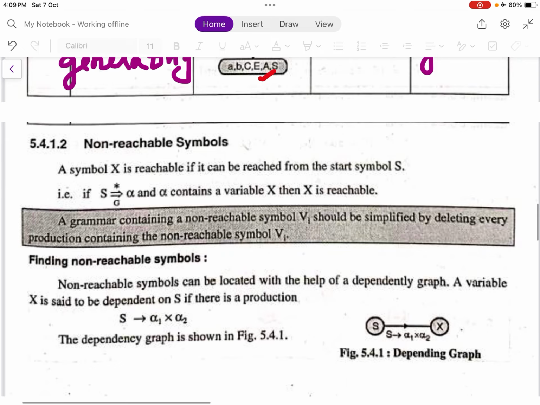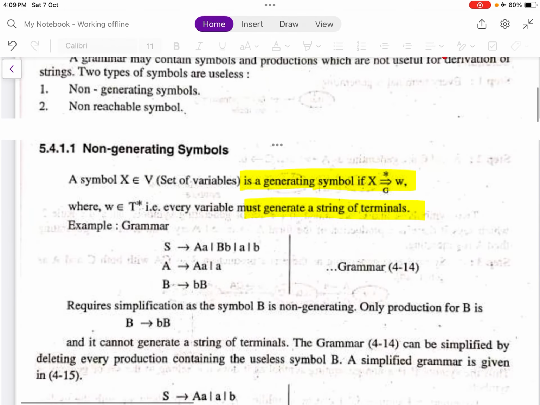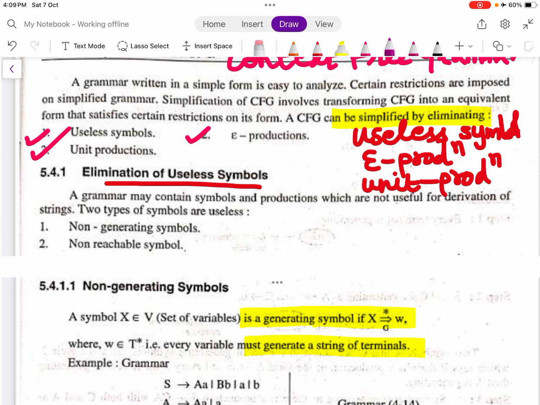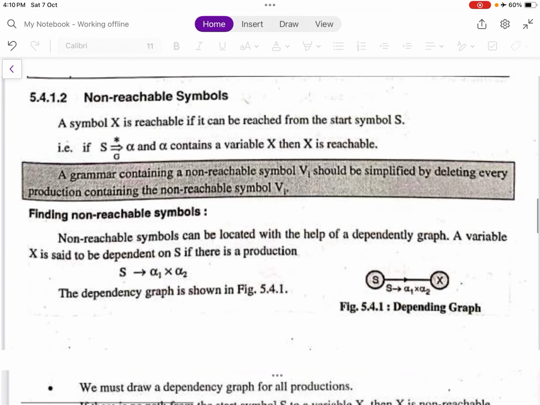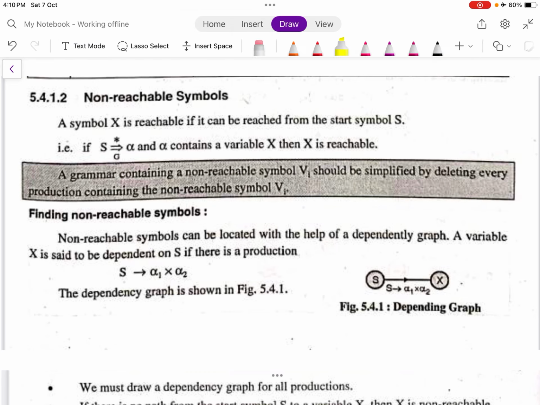Next is your non-reachable symbols. Under useless symbols, your first type is done, that is non-generating symbols. Now the second type is non-reachable symbols. A symbol X is reachable if it can be reached from the start symbol S. If that symbol can be reached from the start symbol S, we say that the symbol is reachable. Otherwise we say it is not reachable.